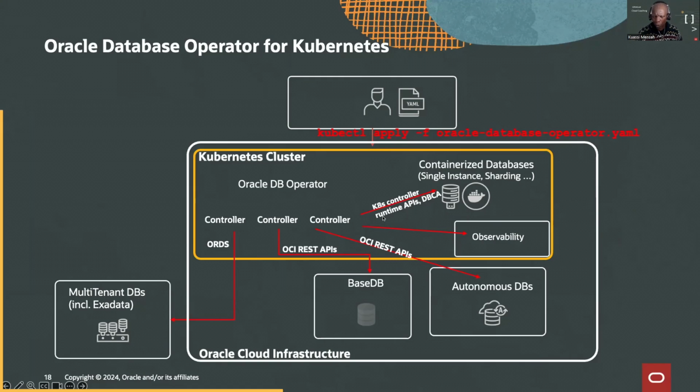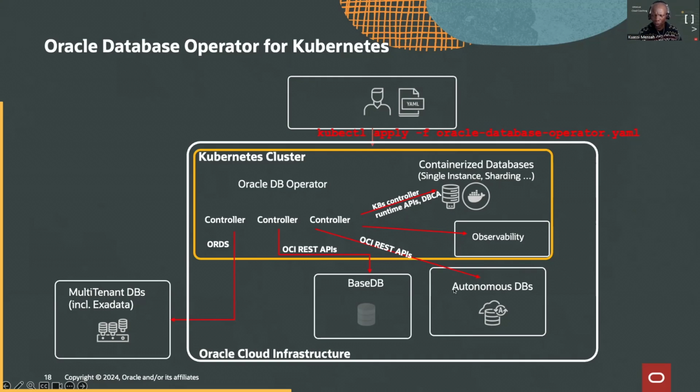And for those who are running within the cluster, we don't need the REST API. We just use the Kubernetes controller runtime APIs and Oracle database commands known as DBCA. Right, so those are things running within the Kubernetes cluster. We are working on an observability controller, but that's not there today.